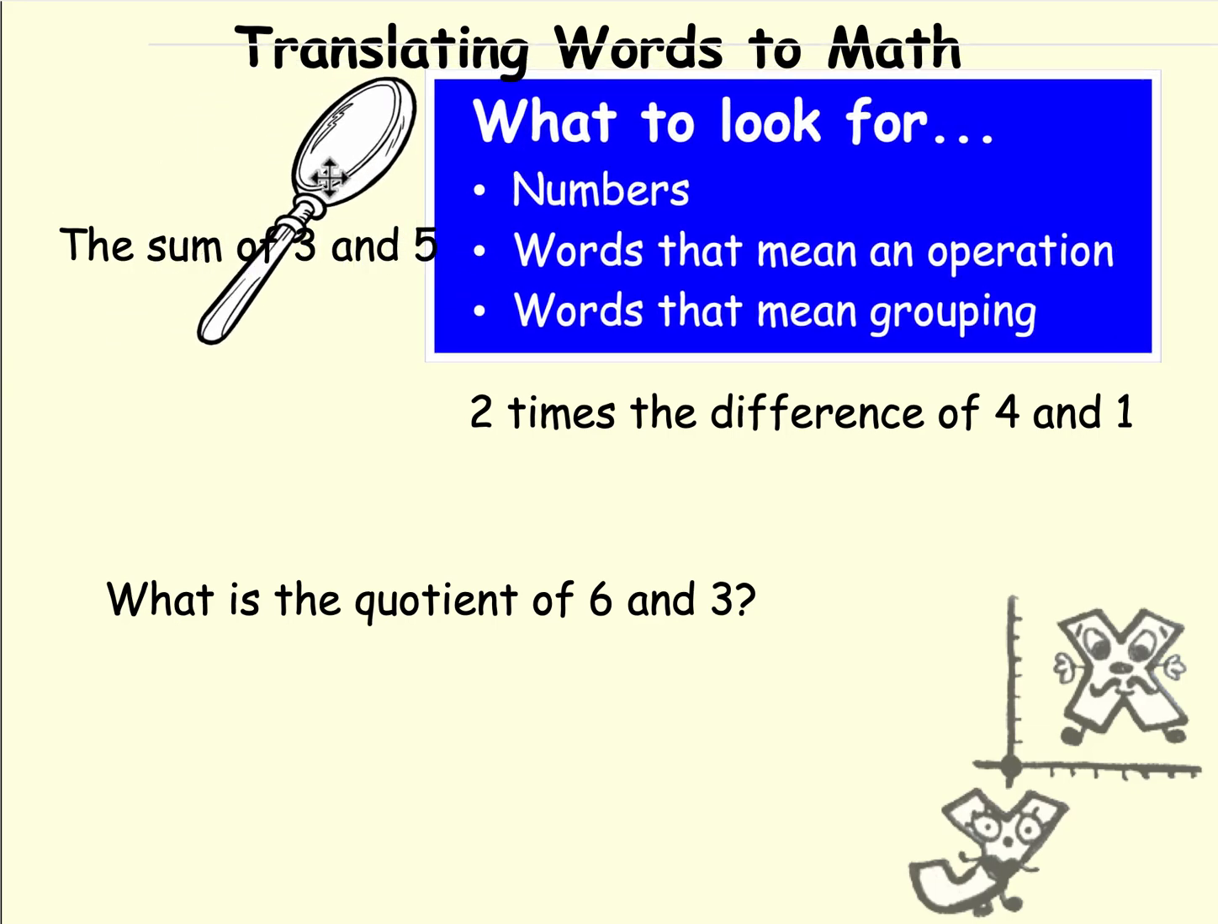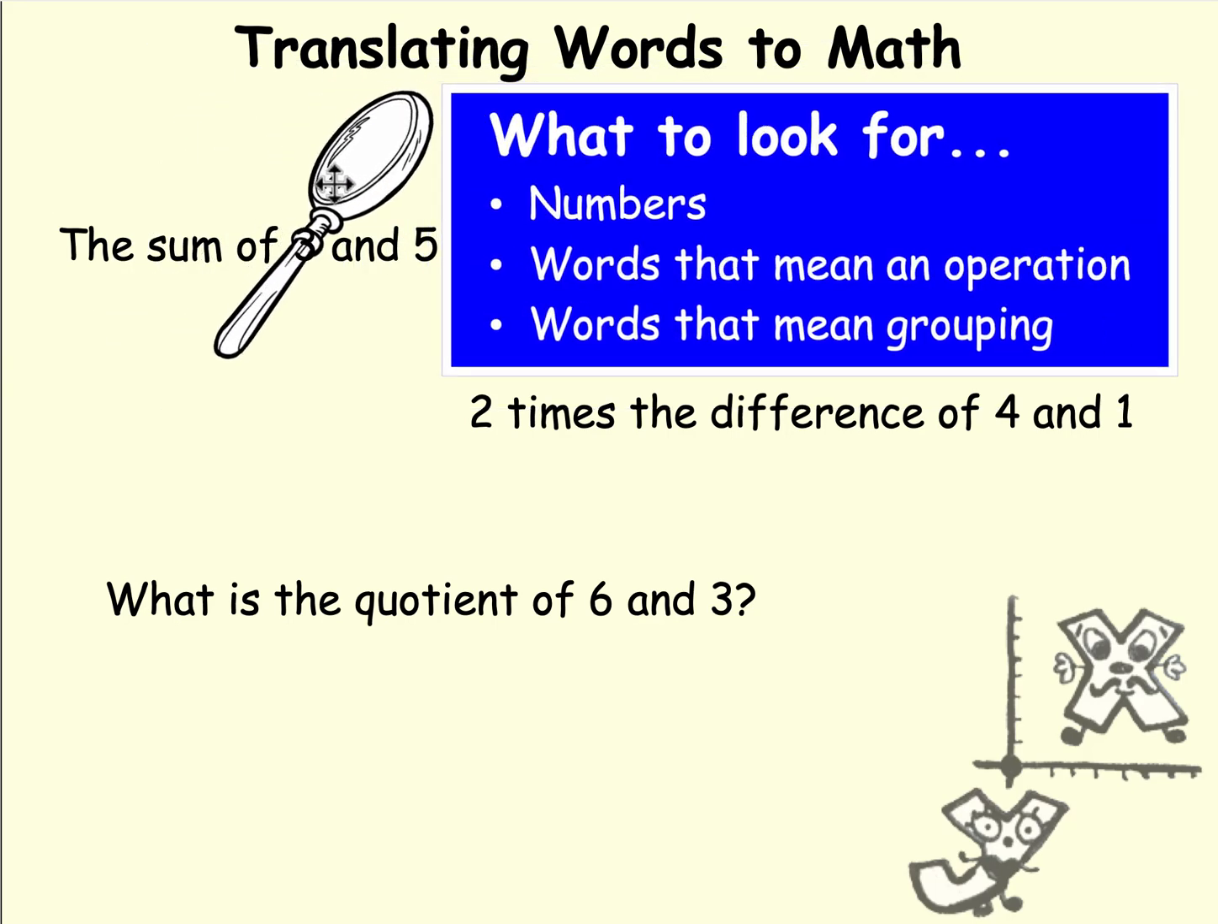So whenever we're going to translate an expression into a mathematical statement, we want to look for, in the statement, things like numbers. Sometimes they're going to be written as words, but most of the time they'll be given as a number. We want to look for words that mean an operation. And we also want to look for any words that mean grouping.